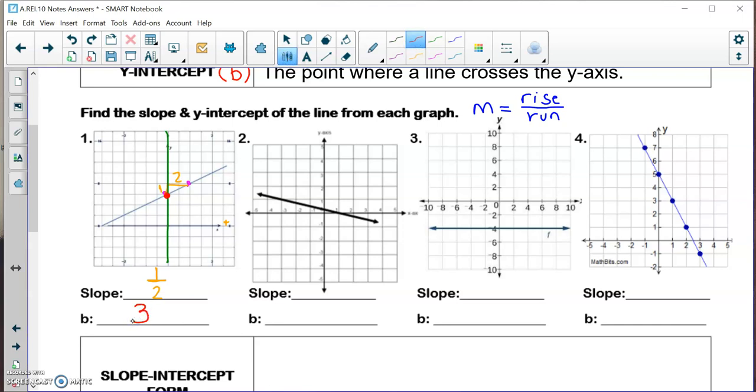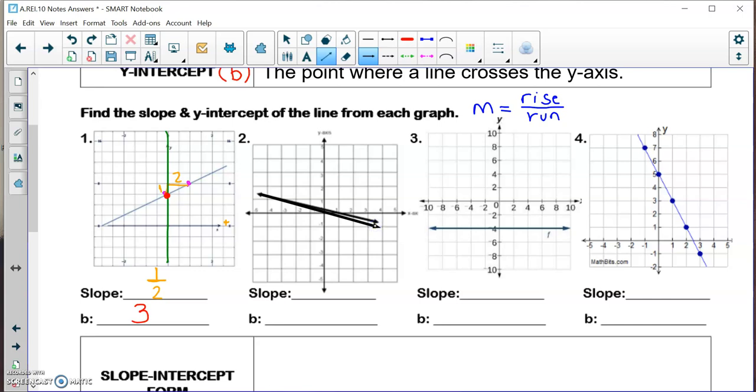That's it. Okay. So number 2, I'm actually going to redraw that line for you guys because it looks like it might have moved as we were printing this out. It actually should be this line here.